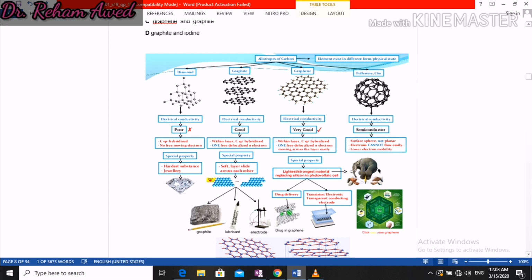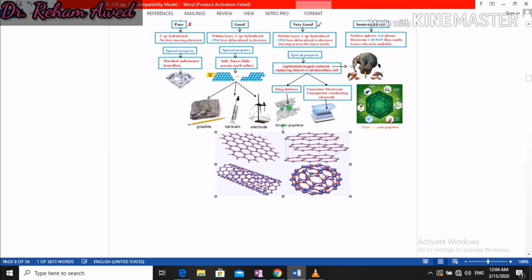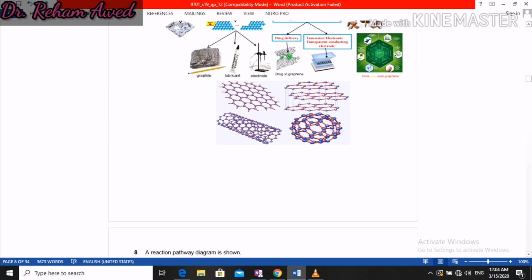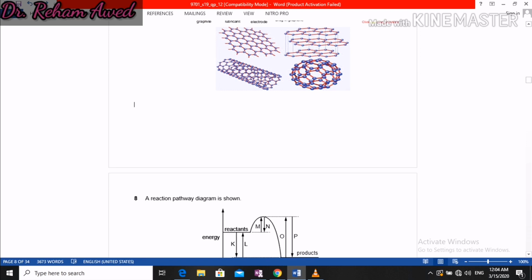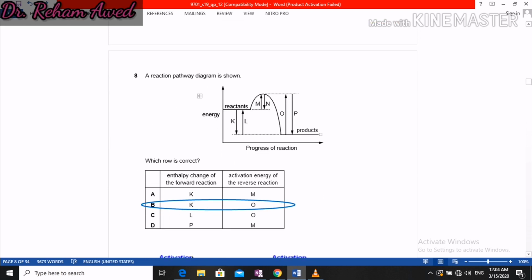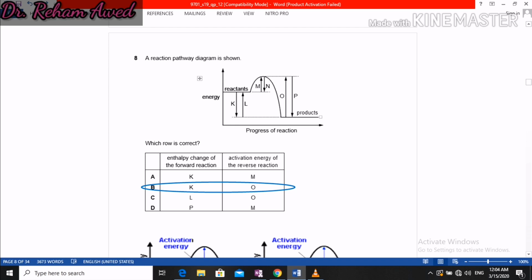Fullerene, carbon 60 or Buckminsterfullerene. Buckminsterfullerene consists of 60 carbon atoms. It is used as a semiconductor. It has a spherical surface and is not planar. Electrons cannot flow easily, and it has lower electron mobility. We can memorize also the shapes of our carbon allotropes. We have fullerene, graphite, carbon nanotubes, and carbon 60. I hope it will be useful for you.